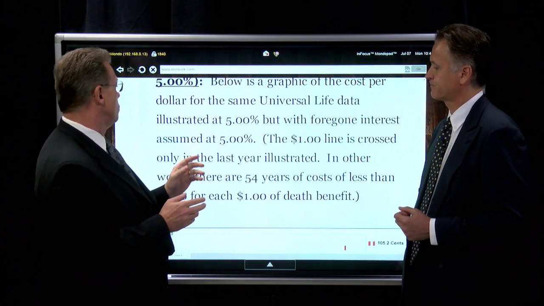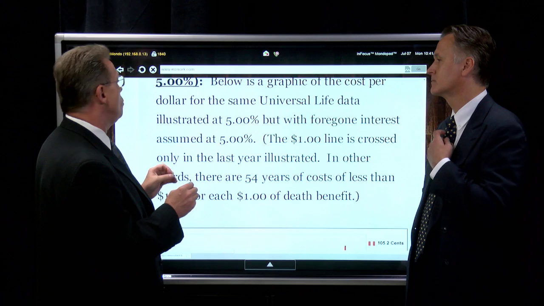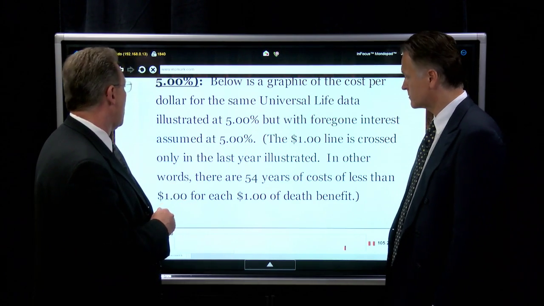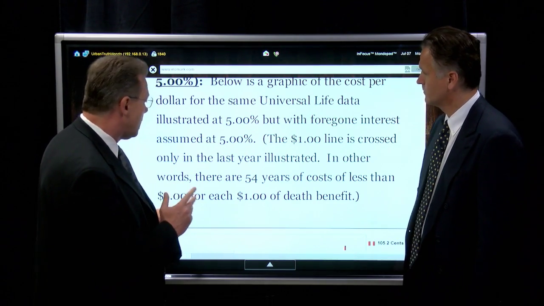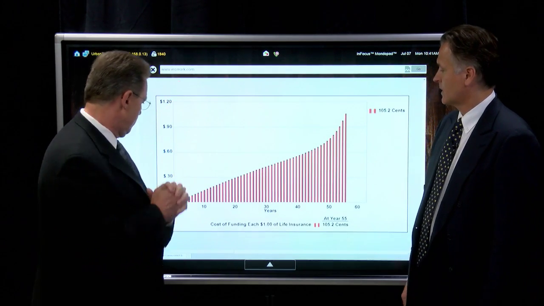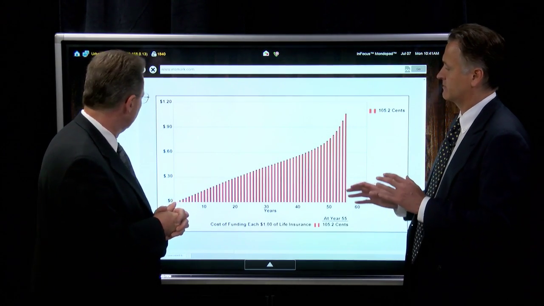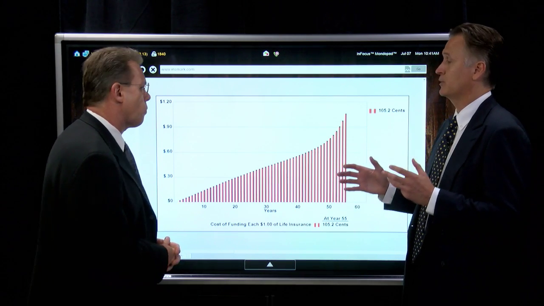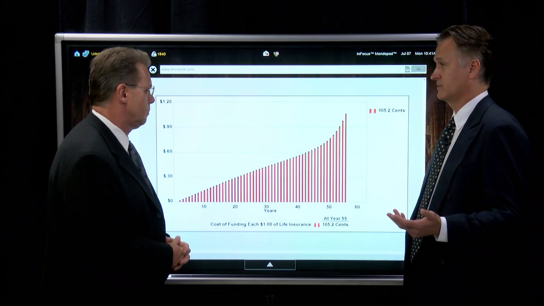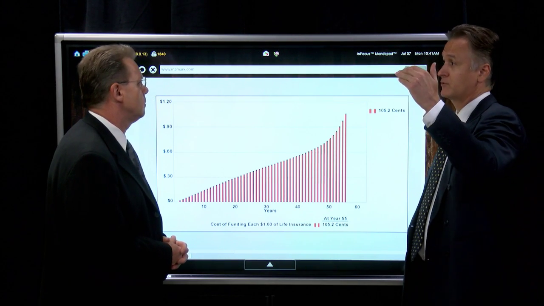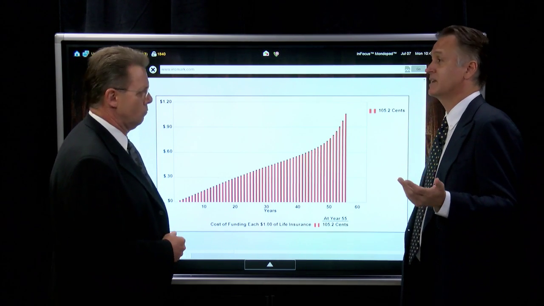Now, in this graph we're talking about the cost for the same universal life insurance illustration at 5%. Walk me through this one, because this time it's a little bit different. What is this graph talking about? What this graph is saying is if you took the premium that you're paying in the cash value policy and put it in the bank and earned 5% interest, then your cost in pennies for each dollar of life insurance would be higher because of the use of money assumption.